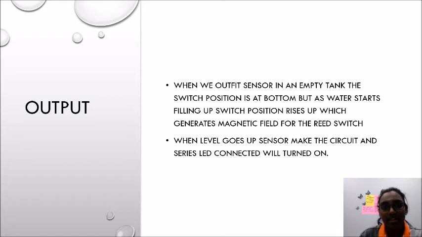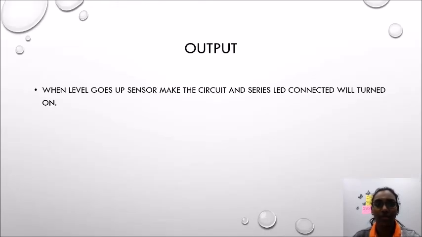Next, this is the output. When we fit the sensor in an empty tank, the switch position is at the bottom, but as water starts filling up, the switch position rises up, which generates a magnetic field for the reed switch. When the level goes up, the sensor makes the circuit and the series LED connected will turn on, and it will give the output.